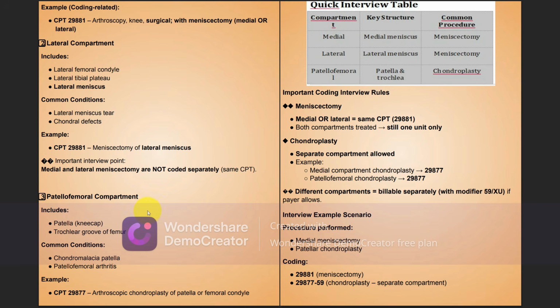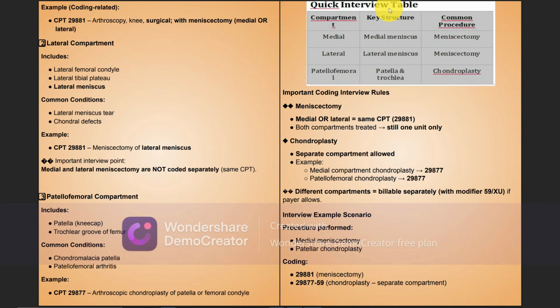Patellofemoral is another compartment of the knee. It includes the patella, which is called the kneecap, and the trochlear groove of the femur. Common conditions that affect the patellofemoral compartment are chondromalacia patella and patellofemoral arthritis, right? An example of a CPT performed in the patellofemoral compartment is 29877, arthroscopic chondroplasty of patella or femoral condyles. Let's see the abbreviation you will be able to see here.